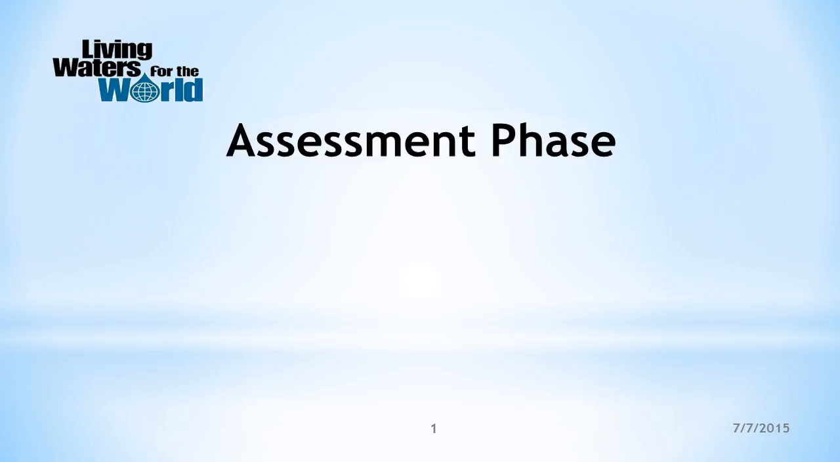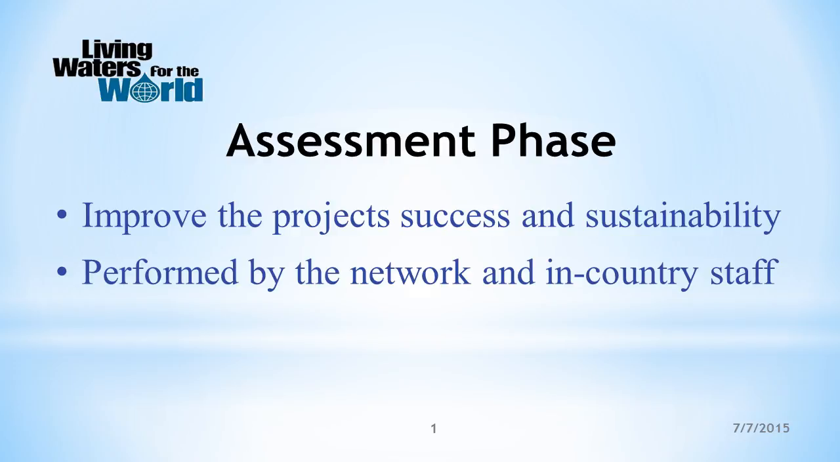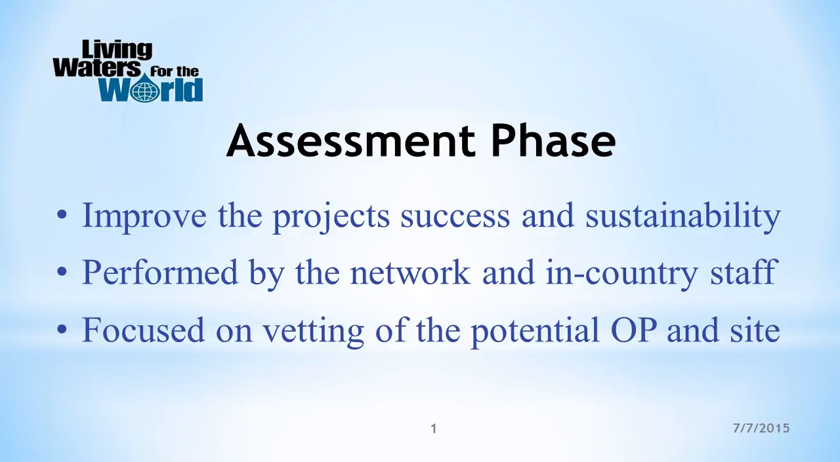Let's take an in-depth look at the first two phases of a Living Waters for the World project. The first phase of every Living Waters for the World project is the assessment phase. The goal of the assessment phase is to improve the probability of a project's success and the long-term sustainability of the water system's operation. It's performed by a network team and a member of the team's in-country staff. It focuses on the upfront vetting of a potential OP and site.